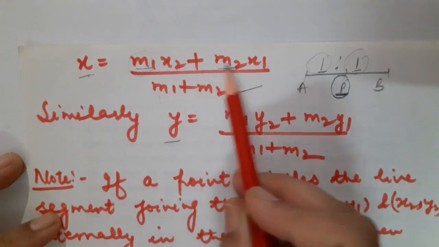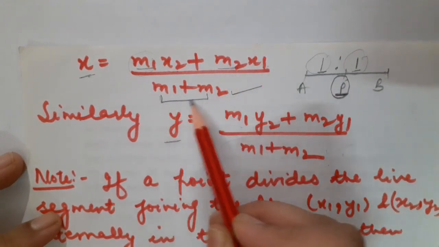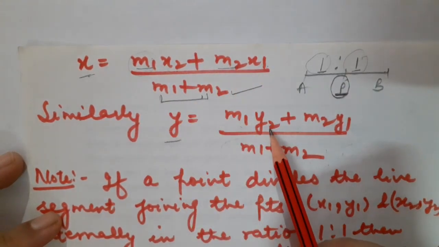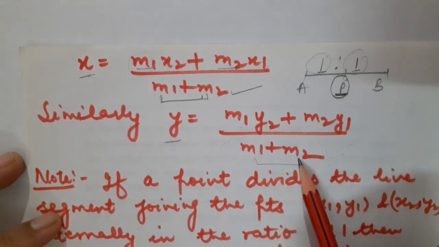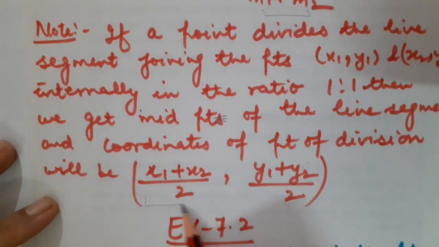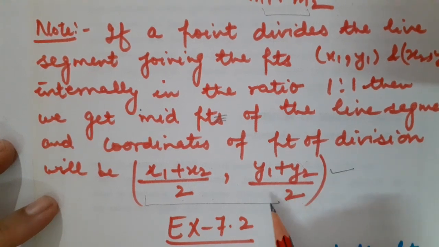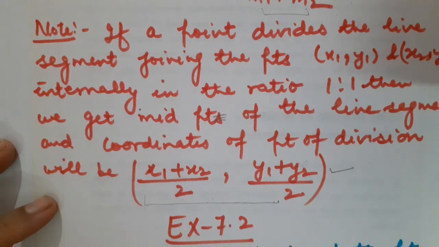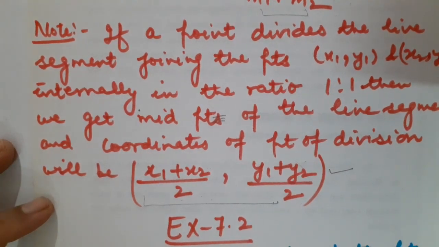It would be (x2 plus x1) upon (m1 plus m2), which is 2. In the same manner, (y2 plus y1) upon 2. Correct, children? Please memorize this formula, because in today's lecture there is more usage of this formula, which is the formula for calculating the coordinates of the midpoint. And that midpoint is actually the point of division which is going to divide the line segment AB in the ratio 1:1.